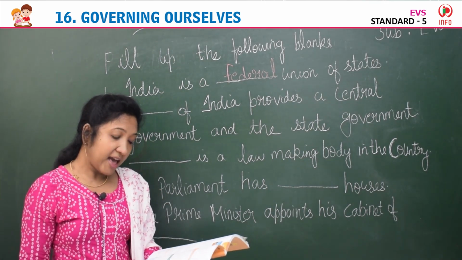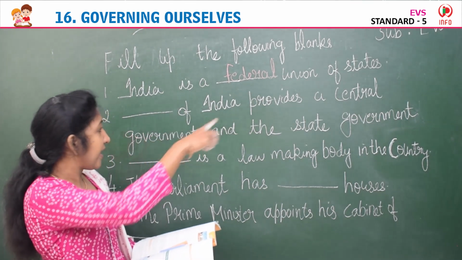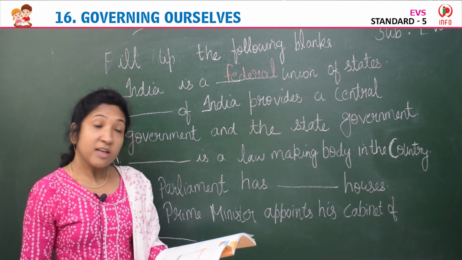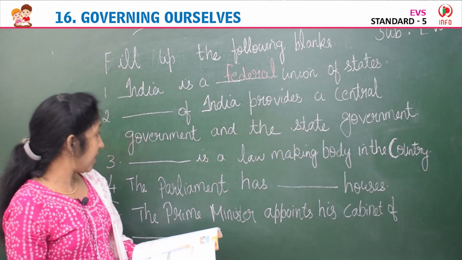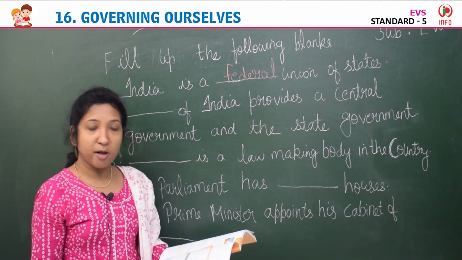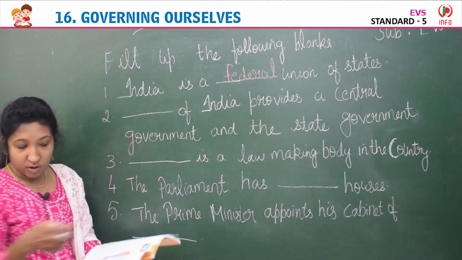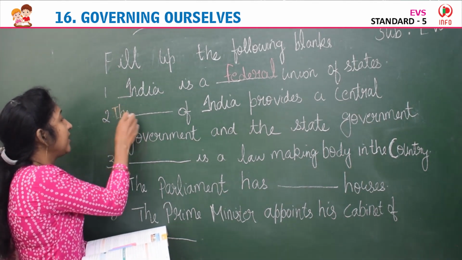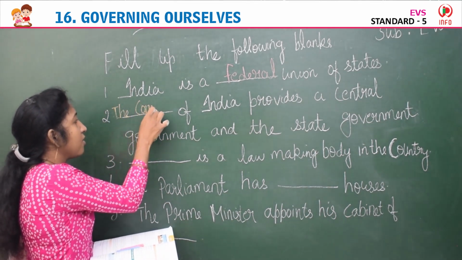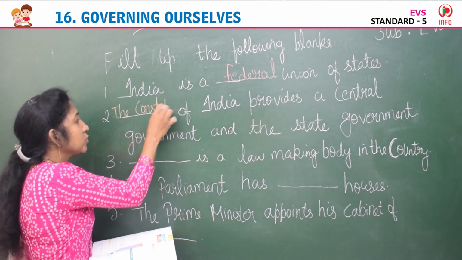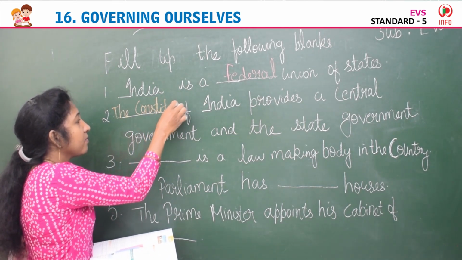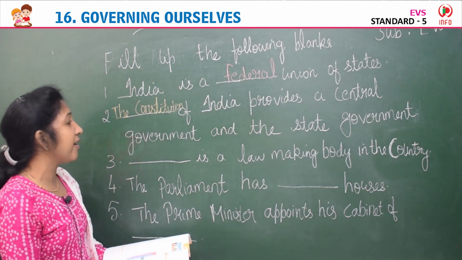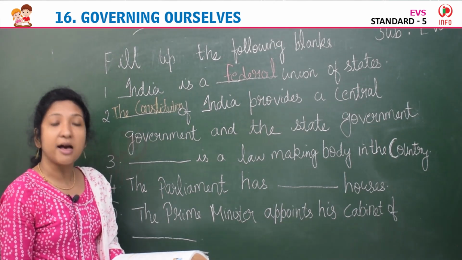Second question. Dash of India provides a central government and the state government. The answer is the Constitution. The Constitution of India provides a central government and the state government.